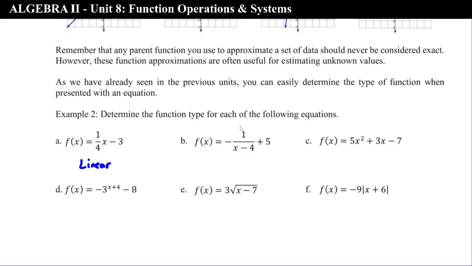Then we get on to b. This one has a fraction as well, but this time the variable is in the denominator, which makes this a rational function. For c, our highest power is 2. It's in standard form. It's a quadratic. For d, our variable x is in the exponent, which means it is exponential.